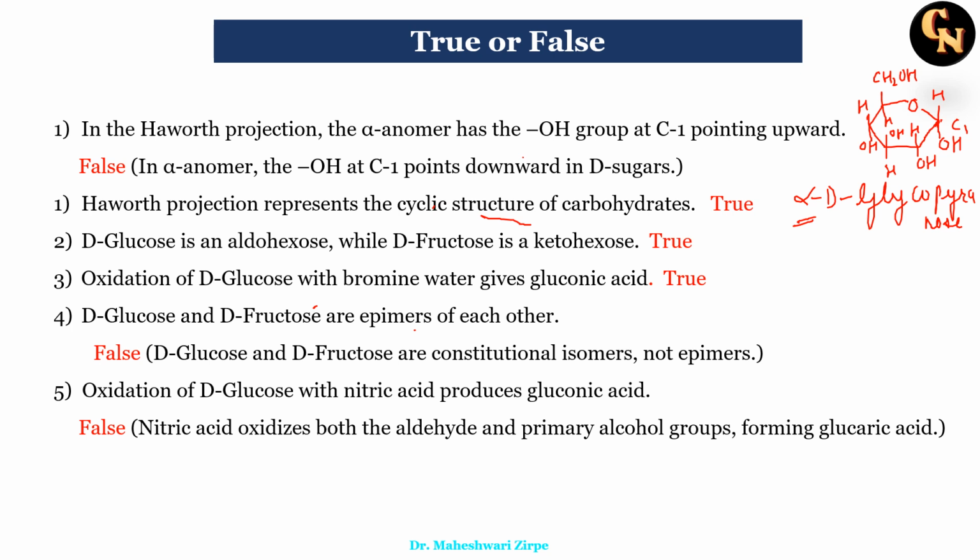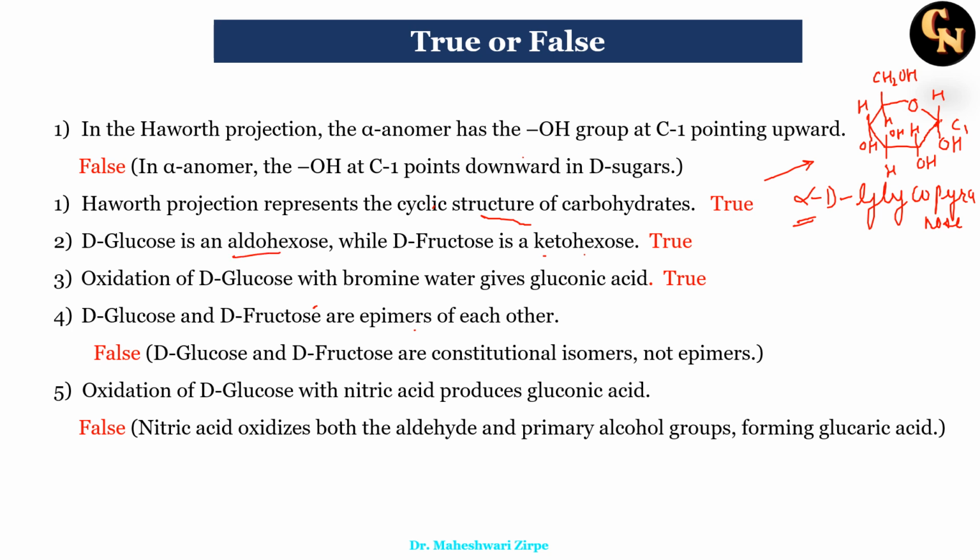MCQ number, okay, doesn't matter. Haworth projection represents the cyclic structure of carbohydrate. Yes, true. This is the example. Okay. The next is D-glucose is an aldohexose, while D-fructose is ketohexose. So this is correct, true.